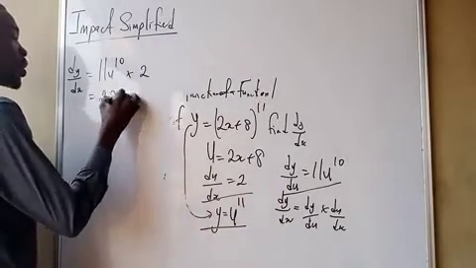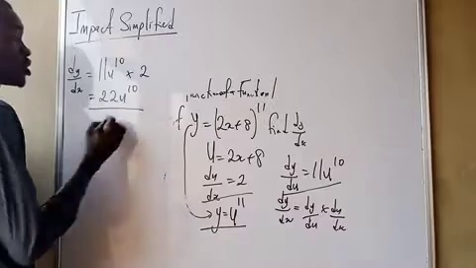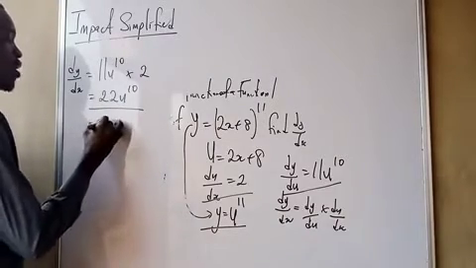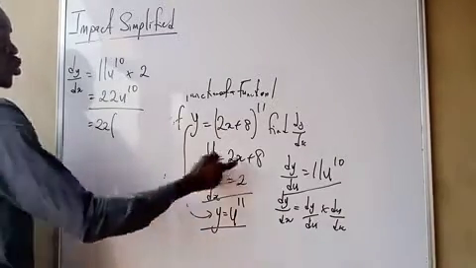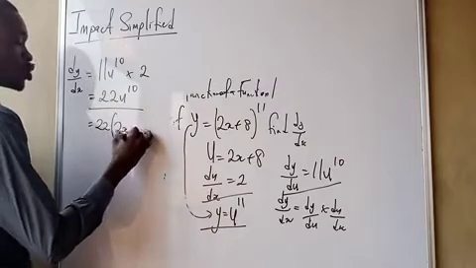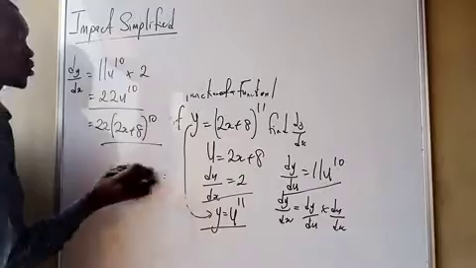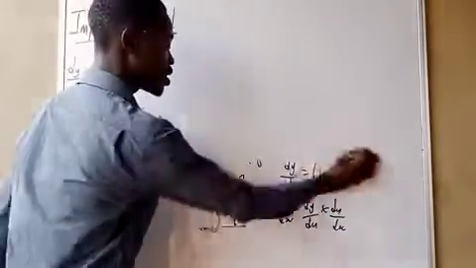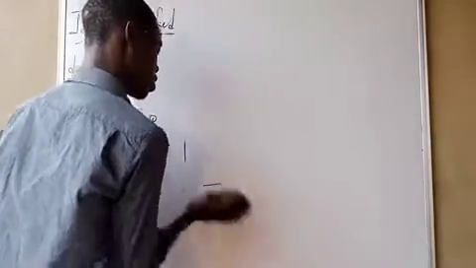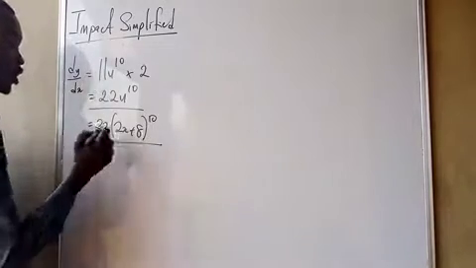So if you multiply, we have 22u to the power of 10. And are we having u in the question? No. So what is your u? Your u is 2x plus 8, so the answer is 22 times 2x plus 8, a power of 10. And that is how we differentiate, making use of the function of a function or the chain rule.